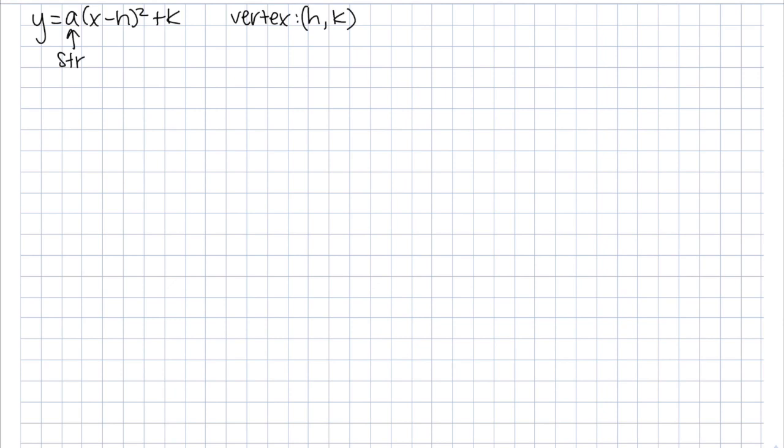So we could stretch or shrink, and we can also reflect. Standard form is y equals ax squared plus bx plus c. So we are going to start incorporating this middle term for our equations today.